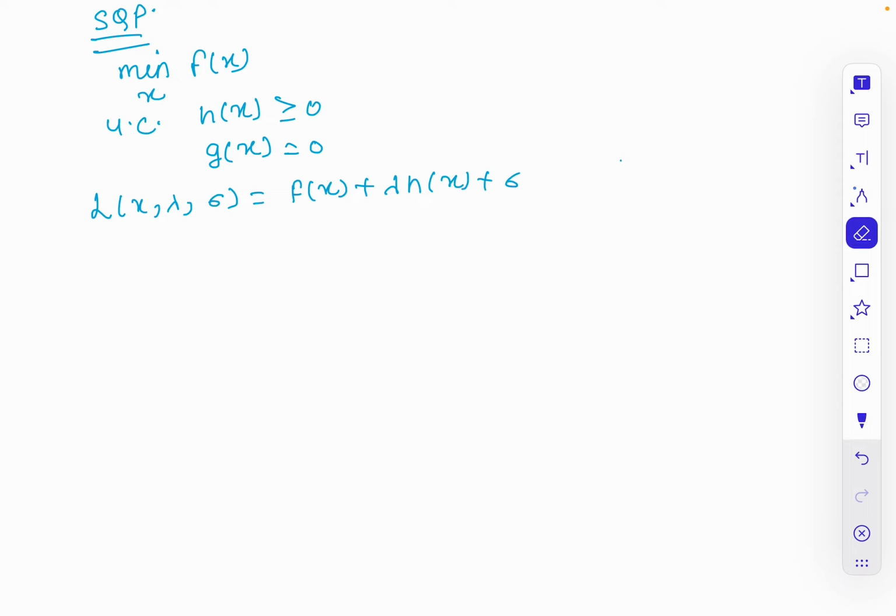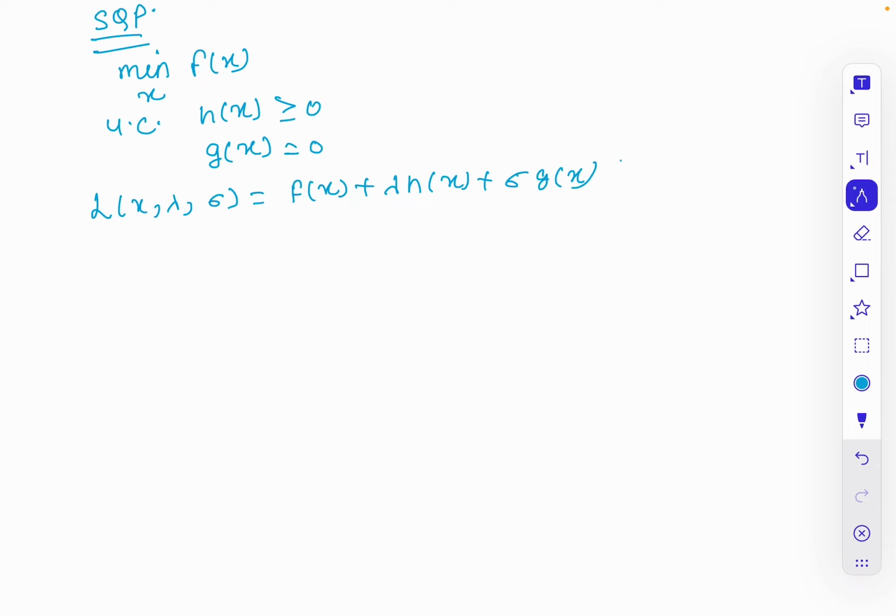So this is the Lagrangian, and then what you do, basically the standard technique, is that you try to take its gradient. So basically this is nothing but lambda L. So you try to take its gradient and try to equate it with 0, right? So this is the solution.